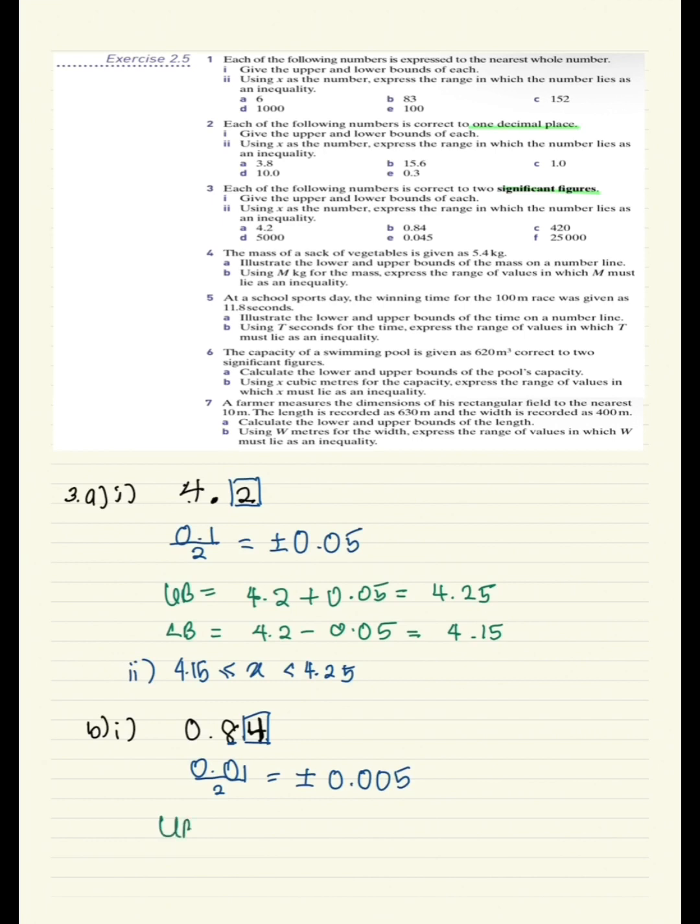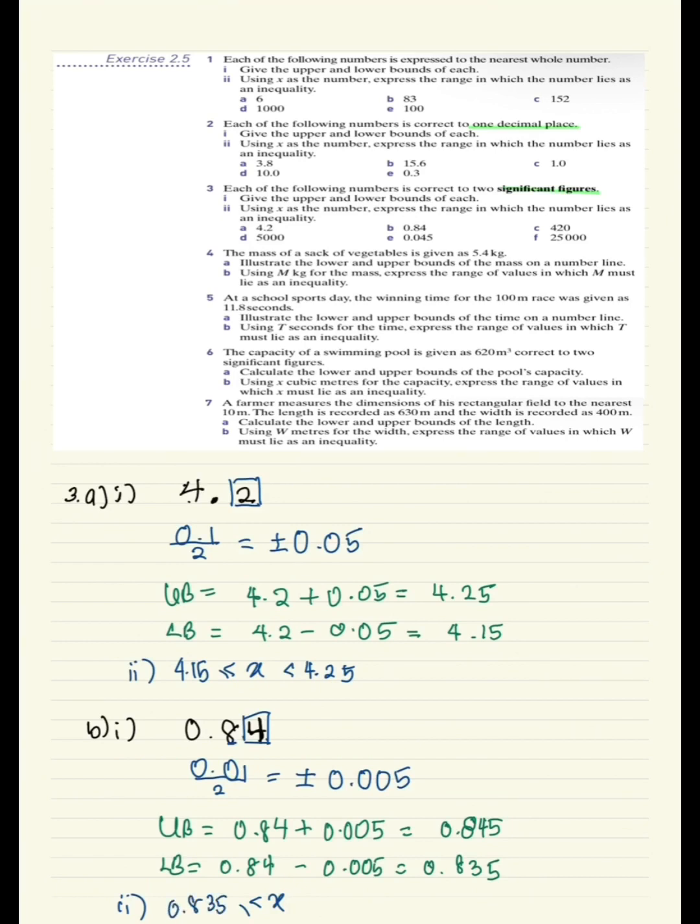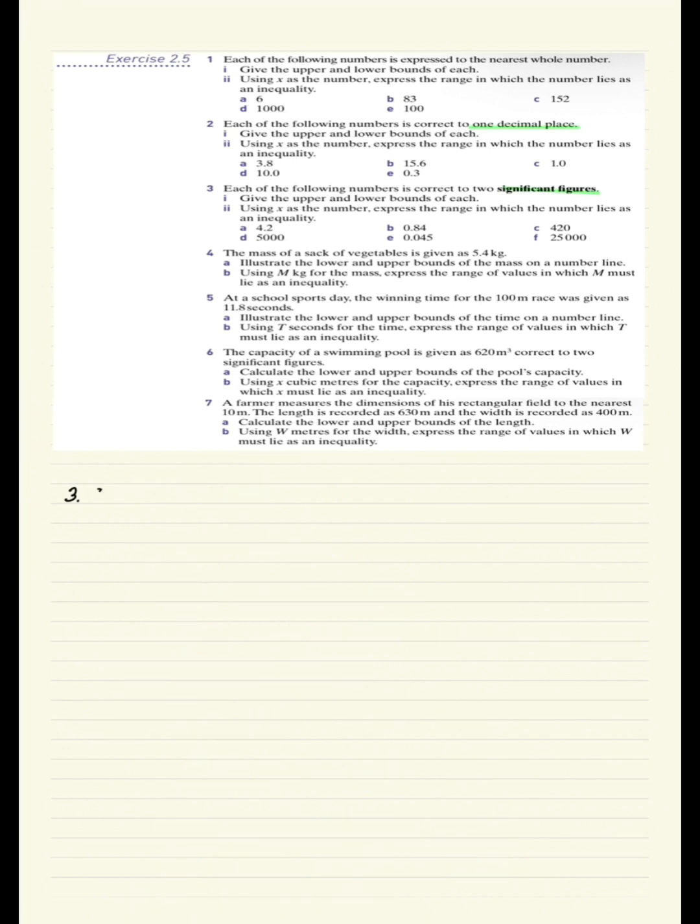Okay, so the upper bound would be 0.84 plus 0.005, which would give me 0.845, and the lower bound would be 0.84 minus 0.005, which would give me 0.835. Now to express the range, x would be more than or equivalent to 0.835 and less than 0.845. Let's look at question C.